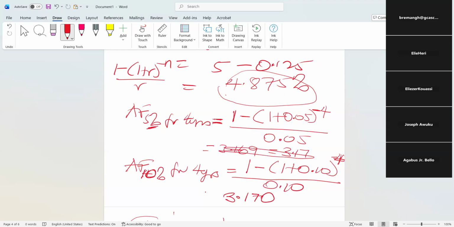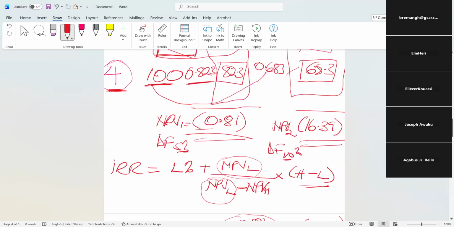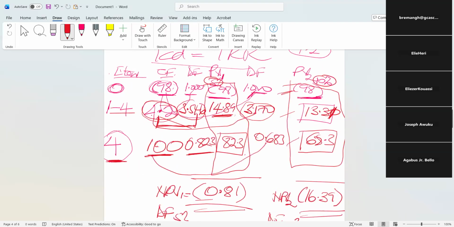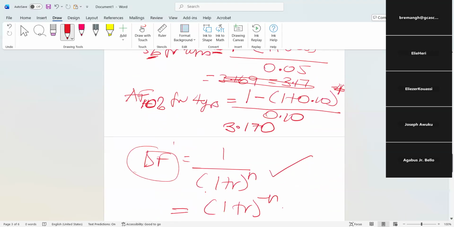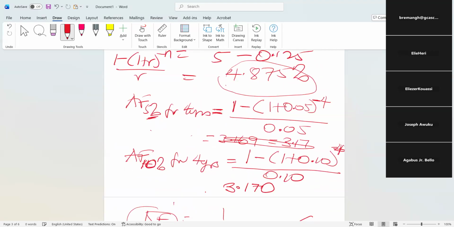Then the first one. So you see, that 3.17 is the same figure that we use here. Check it. The table can give you the figure straight away, or you can calculate it. So for the second one, that is 3.546. And so that is the answer that we got there, 3.546. That's all.